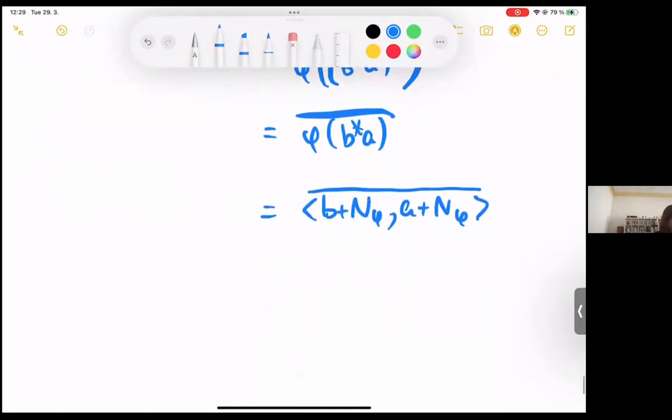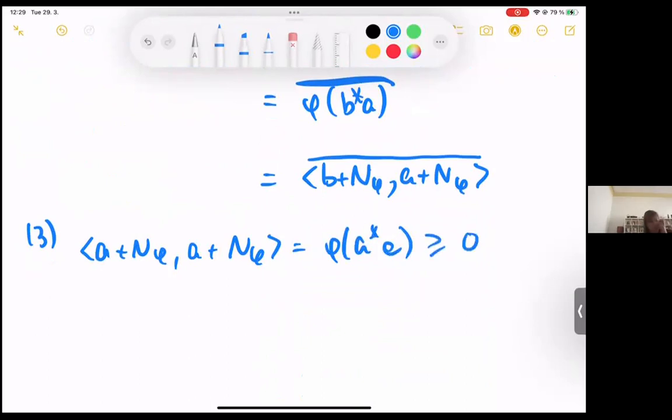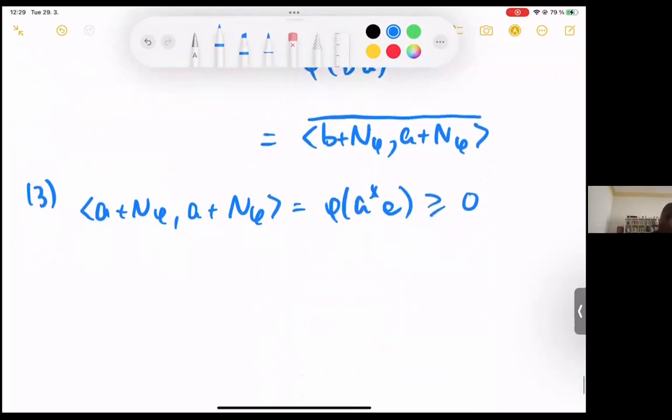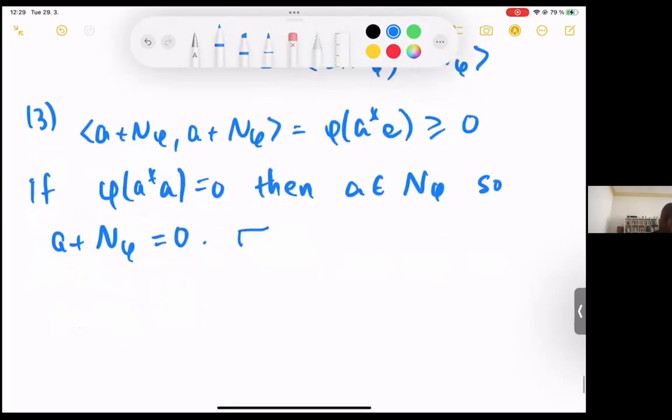And 3, well, the first part is clear. Since phi is positive, we get that <a + N_phi, a + N_phi> is by definition phi of a star a, and that's always greater than or equal to 0. And if we happen to have that this is equal to 0, then of course a has got to be by definition in N_phi. So a + N_phi itself is 0. So it indeed is positive definite.